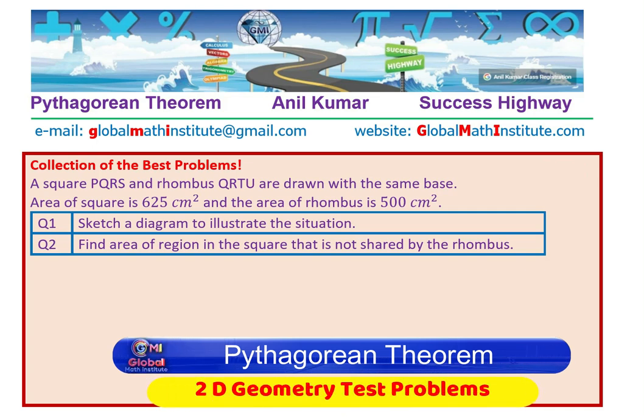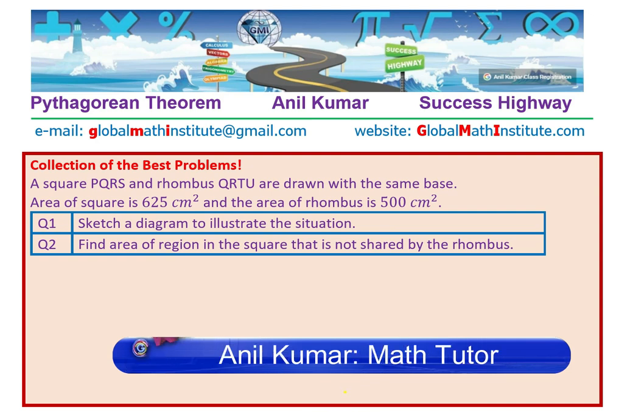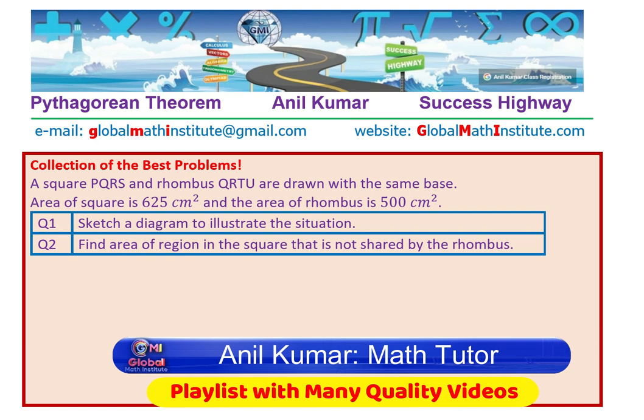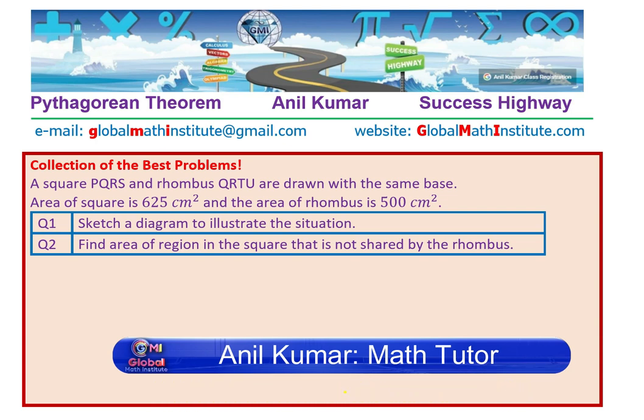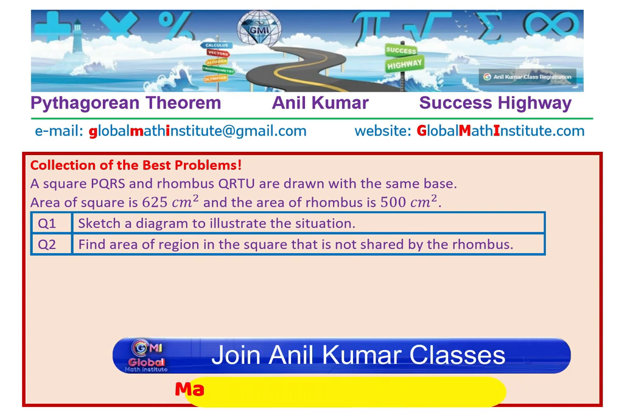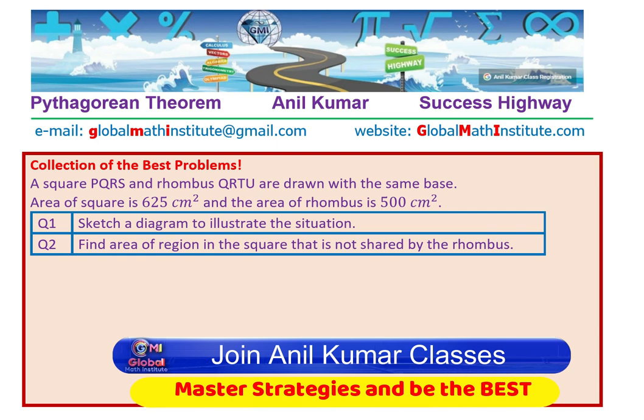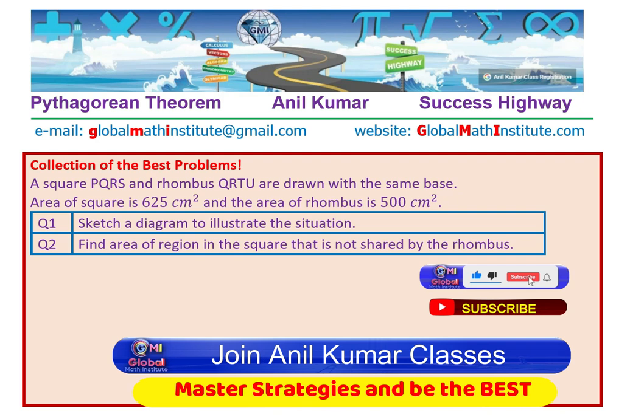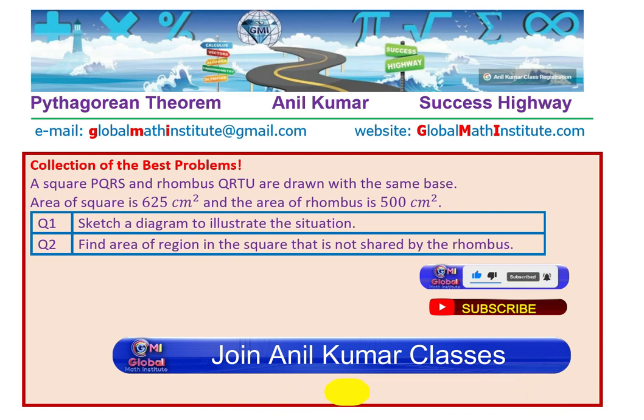It is a square PQRS and rhombus QRTU drawn with the same base. Area of square is 625 centimeters square and area of rhombus is 500 centimeters square. Question 1. Sketch a diagram to illustrate the situation. Question 2. Find area of region in the square that is not shared by the rhombus.